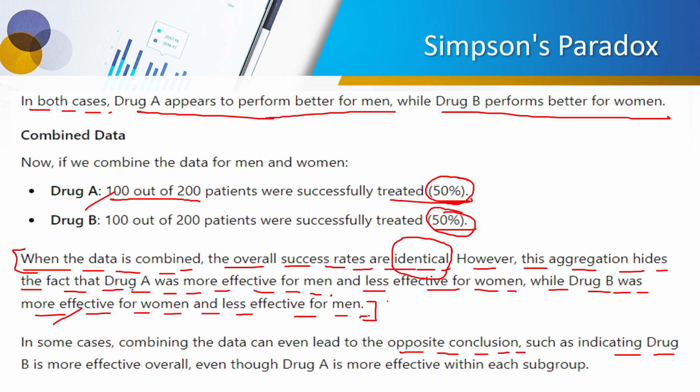So their success rate becomes 50%. Initially, for men, what was it for drug A? For men it was 90%, and for women it was 10%. And for drug B, what was it? For men it was 20%, and for women it was 80%.